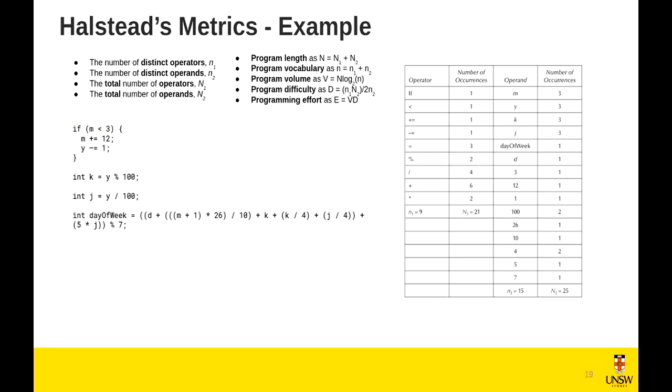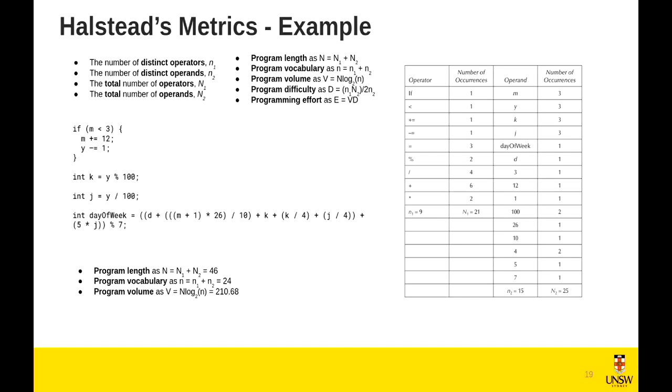And then once we have this table, once we have counted everything, we can apply the formulas to calculate different metrics here. So the program length is the total number of operators plus the total number of operands, and the number is 46. So it's basically the total number of tokens here. The program vocabulary is the total number of distinct operators and operands. And what we have is 24.